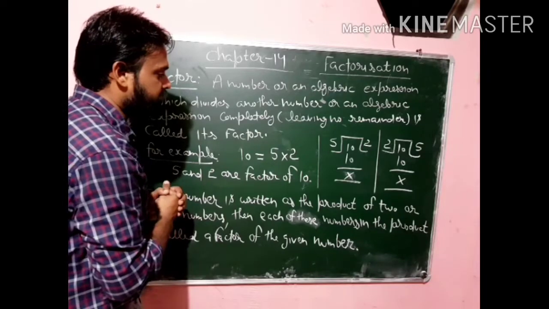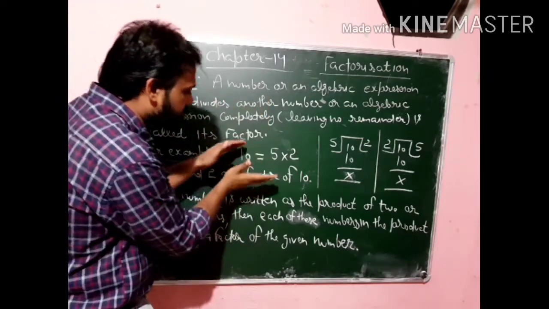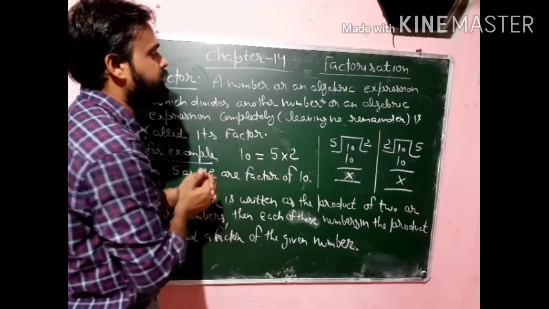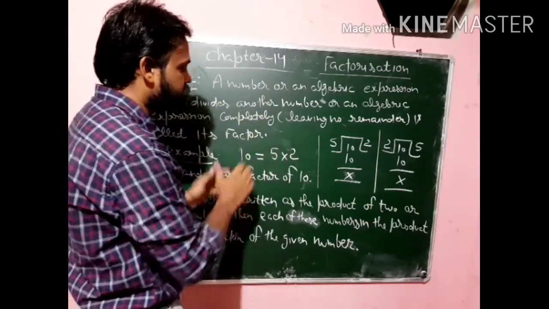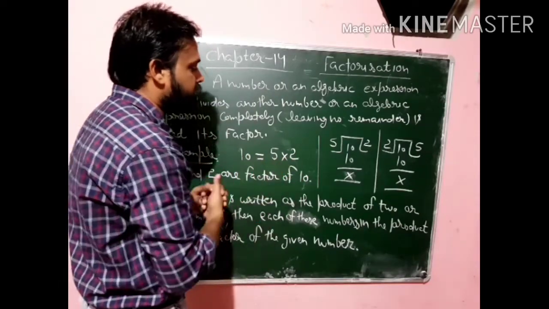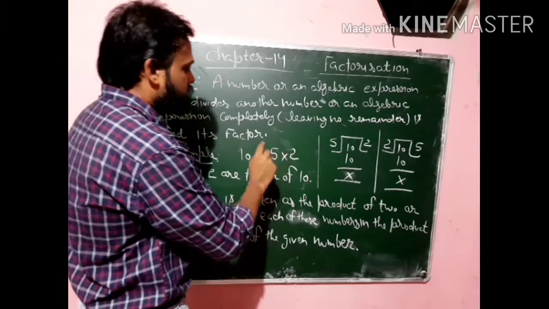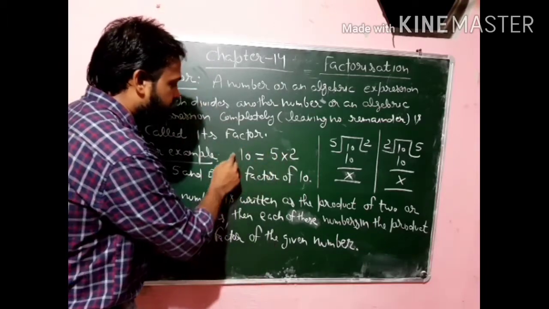How can we say this? See the definition first of all. Now we will relate this example with the definition, and then you will easily understand the meaning of this definition. I hope you understand this one. It is very easy. 10 is equal to 5 multiplied by 2. So it means we can say that this 5 and this 2 are the factors of 10.